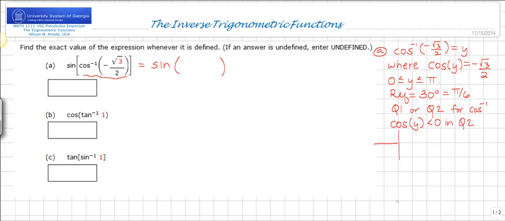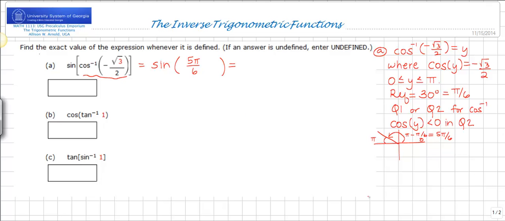Okay, so back to our reasoning here. So we're choosing the pi over 6 angle that is in quadrant 2. So that's pi minus pi over 6, otherwise known as 5 pi over 6. Okay, that's stage 1.